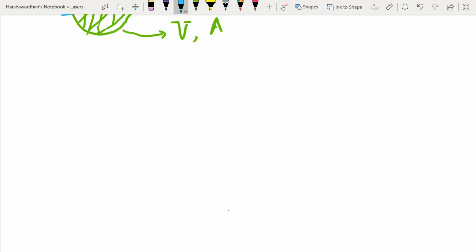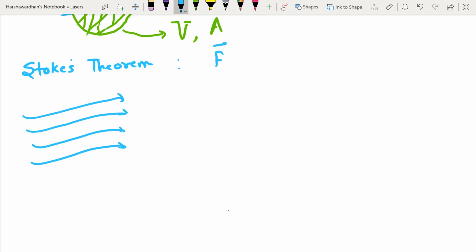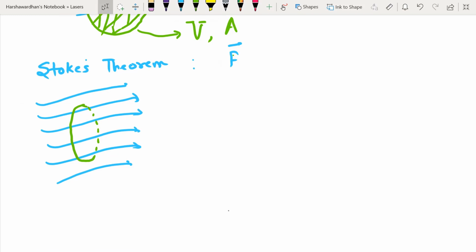Similarly, one talks about Stokes' theorem. So again, I have the vector field F. And what I'm now doing is basically looking at the following. I have got a loop within this vector field. Remember that the field is everywhere. So I'm considering a loop. I'm indicating that closed path with the letter C.